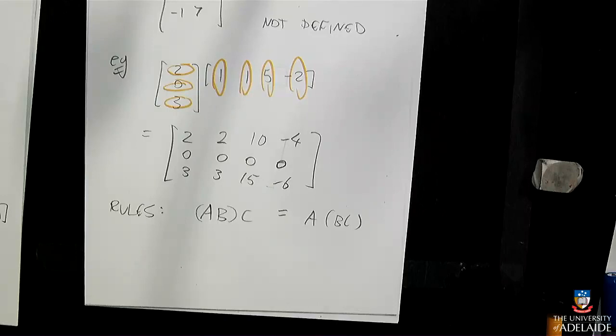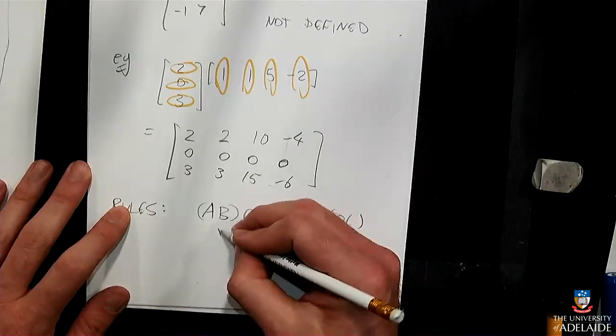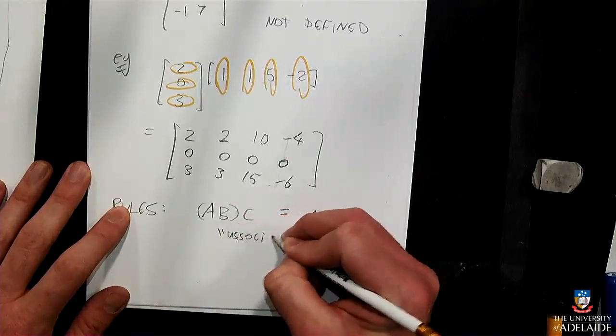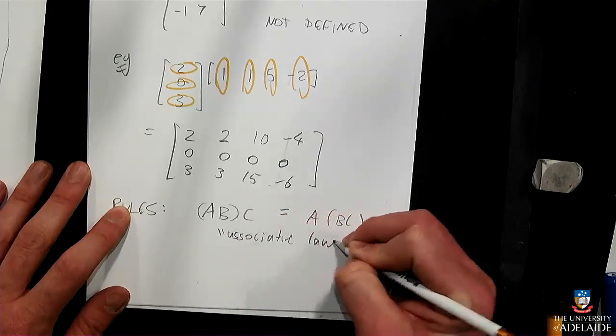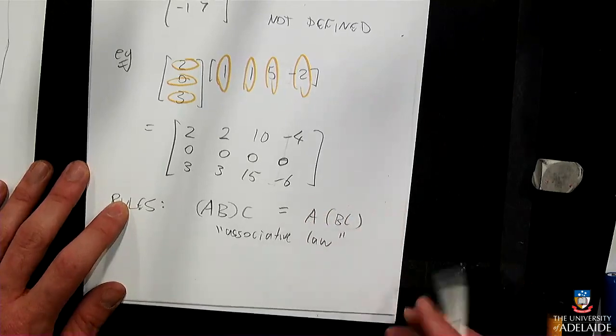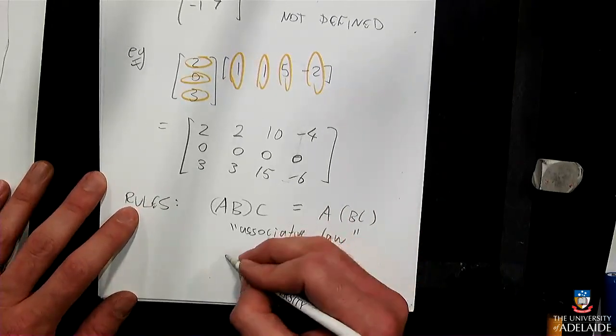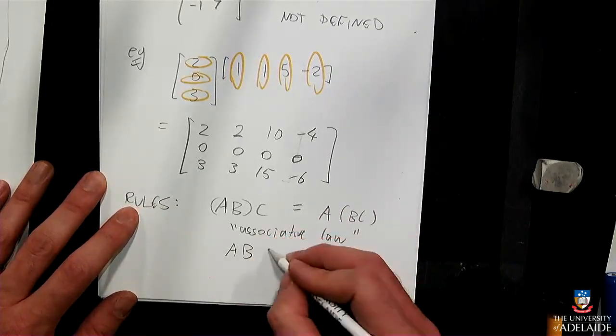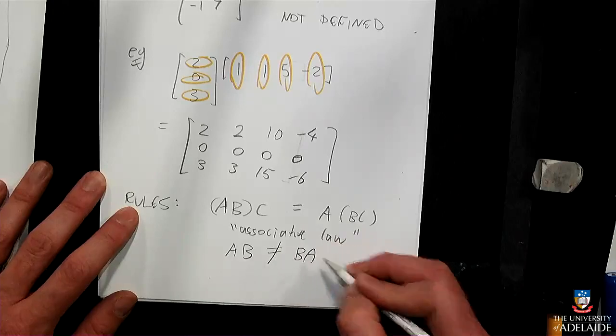When there were numbers, ABC was the same as ACB, which is the same as CAB, which is the same as BAC, and it didn't matter what order you multiplied them in. You could rearrange that order and multiply them whichever way you wanted. Not true for matrices. So I just want to tell you, this is called the Associative Law. Okay? But if you have A times B, it is totally not the same thing as B times A.